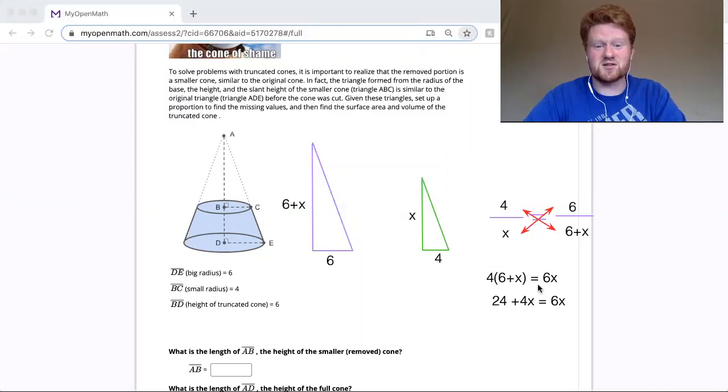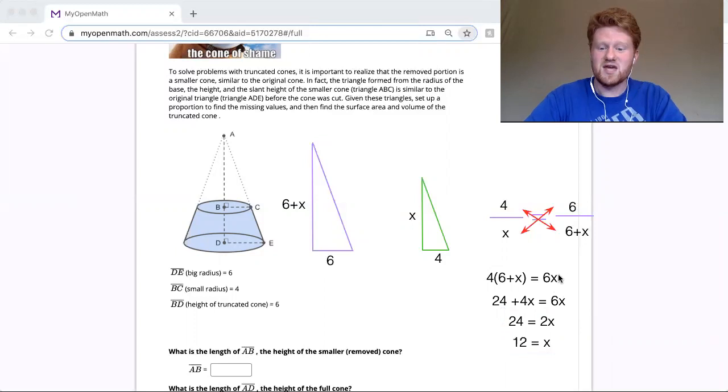So again, we've got to get x to one side. So what I'm going to do is subtract 4x from both sides, and then I'll get 24 alone on the left side. So we're going to get 24 equals 6x minus 4x over here. That's just 2x. Final step, just divide by 2, and that will give us 12 equals x.